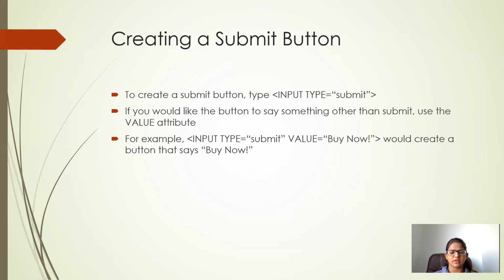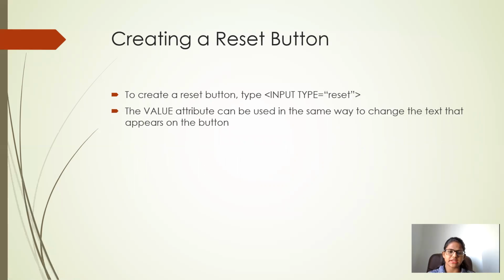Creating a submit button. To create a submit button, type input type submit. If you would like the button to say something other than submit, use the value attribute. So input type equals submit, and on that I want to write buy now. For example, input type submit value buy now would create a button that says buy now. Creating a reset button. To create a reset button, type input type equals reset. The value attribute can be used in the same way to change the text which appears on the button.